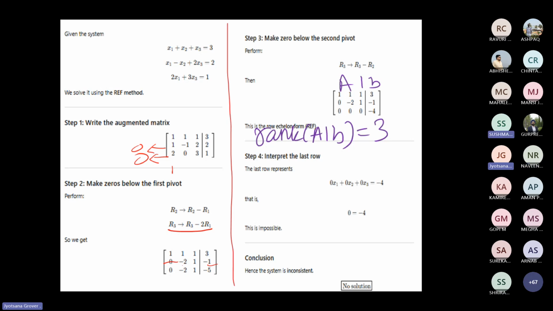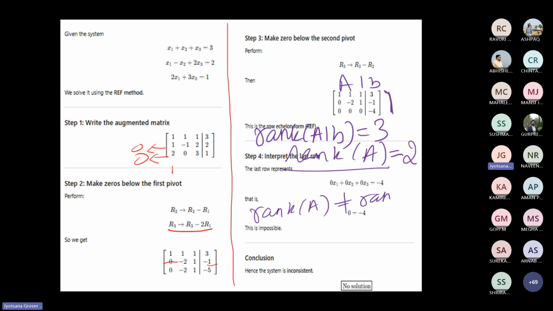Rank is the number of non-zero rows. You already know it. So what is the number of non-zero rows here? 3. Okay. What about rank A? What is rank A? 2. So whenever you have such a situation, whenever rank A is not equal to the rank of the augmented matrix, then you have an inconsistent system. Please make a note of it in your notebook.